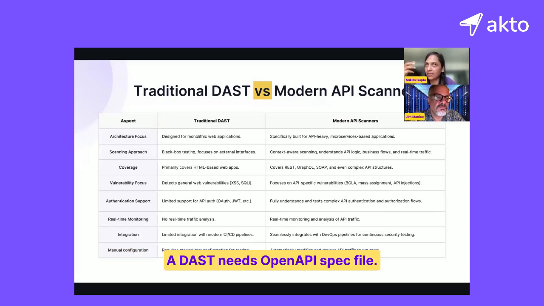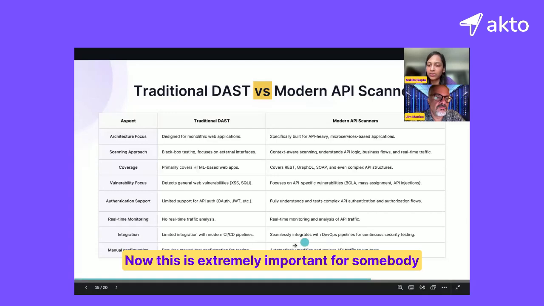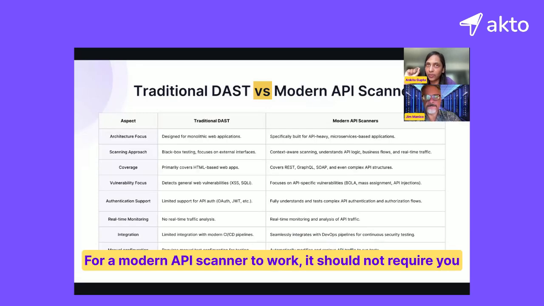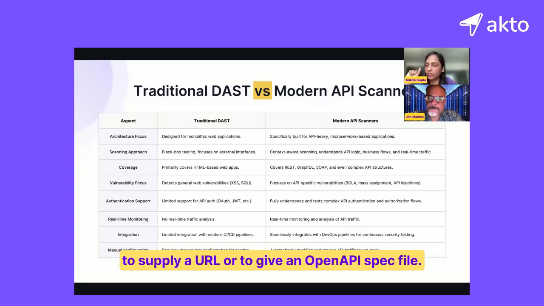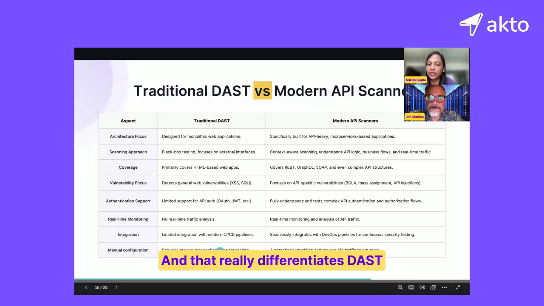Even for API scanning, a DAST needs an OpenAPI spec file. Now, this is extremely important for somebody who's evaluating a modern API scanner. For a modern API scanner to work, it should not require you to supply a URL or an OpenAPI spec file. A modern API scanner should be able to understand the API context through traffic itself. It should be able to generate its own API spec file and not require the user to input it. And that really differentiates DAST from an API scanner.